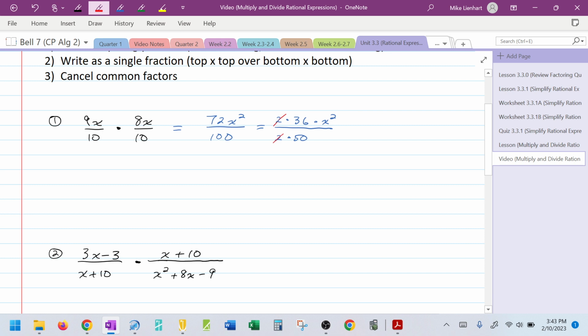But I still have a 36 and a 50, so let me try to reduce them further. I know 36 is 2 times 18, and we still have the x squared on top. I know that 50 is really 2 times 25, which tells me that these 2's will cancel out again. How about 18 and 25? The factors of 18 are 2, 3, 6, and 25 is 5 and 5, so I'm not seeing anything else. I'm ready to write my final answer, which is 18x squared over 25. And that's my final answer in simplest form.